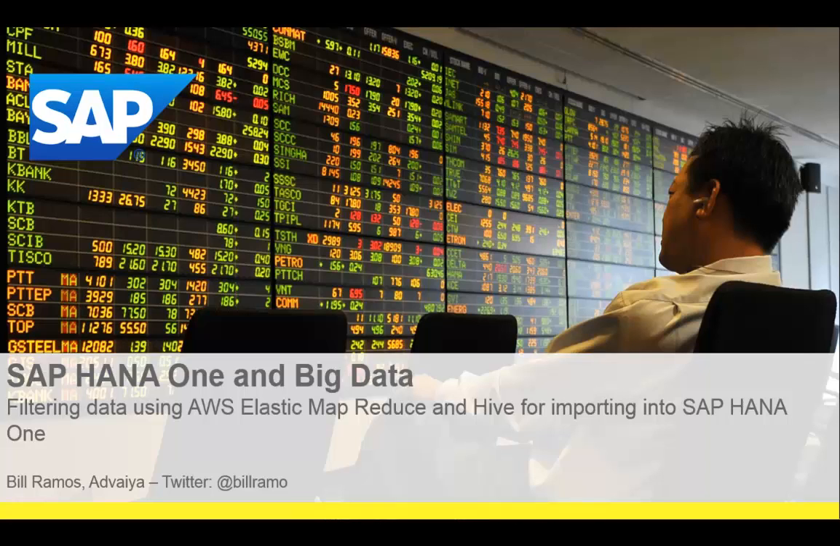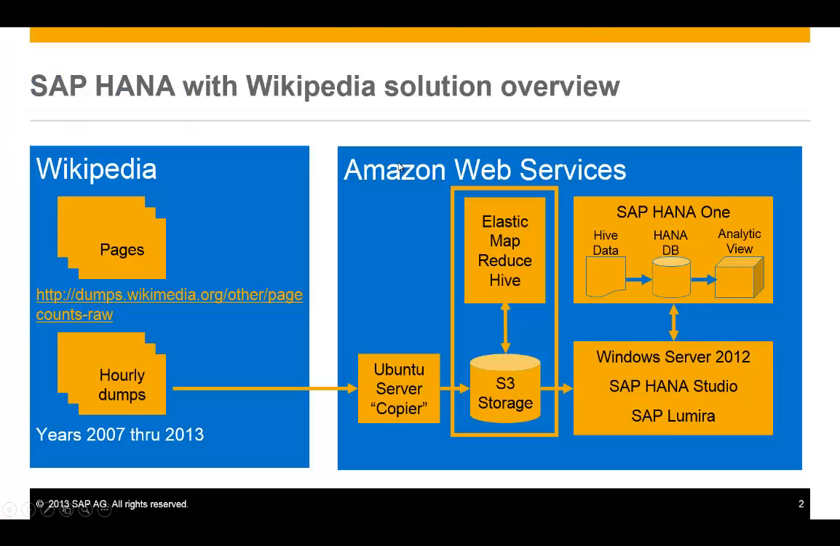In this video, I'm going to show you how you can use Amazon Web Services, Elastic MapReduce, and Hive to filter data for importing into SAP HANA One for additional analysis. Let me just go over again our solution overview for what we're doing with the Wikipedia data.